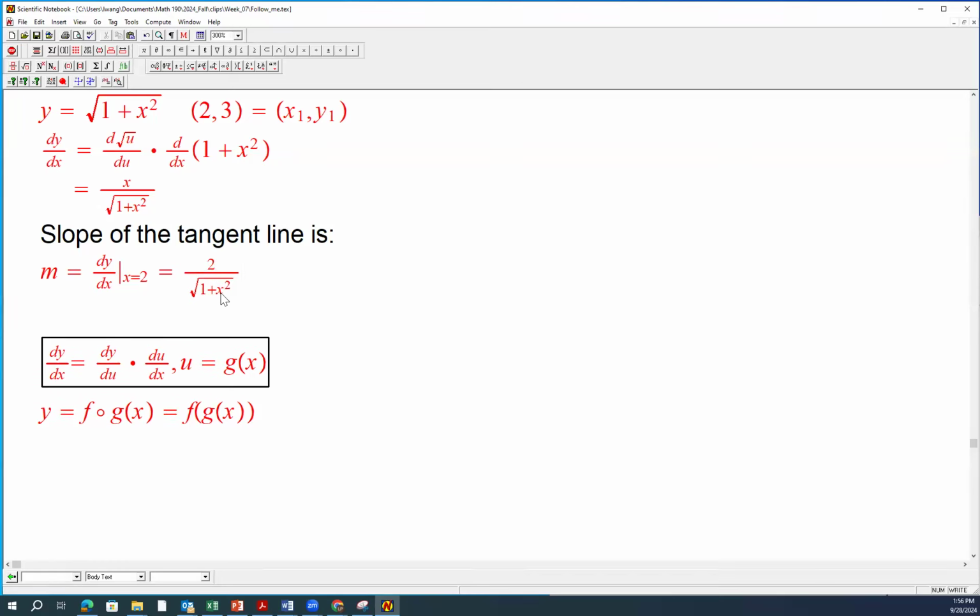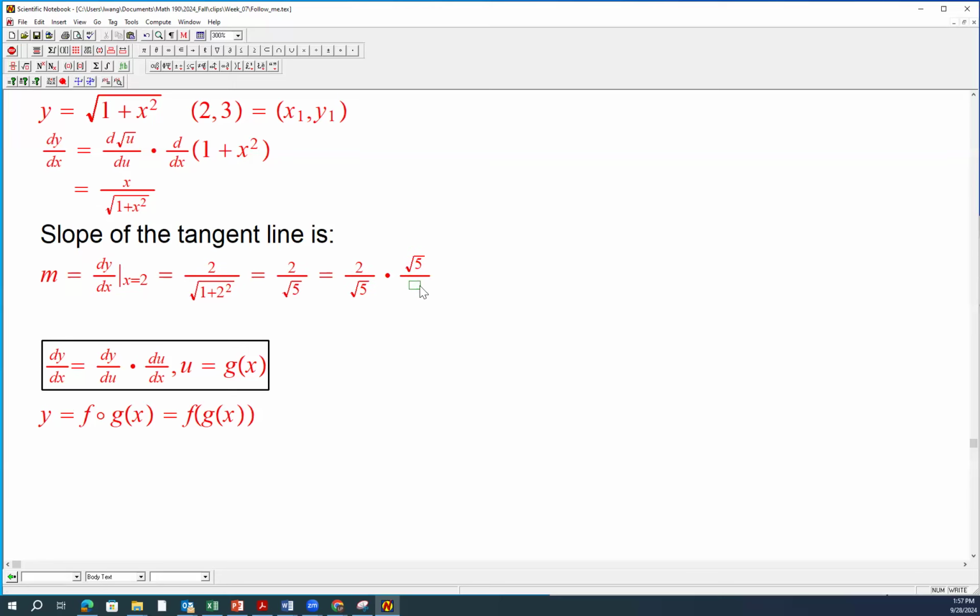So this is 2, this is 2, and we got 2 over root 5. You can rationalize it, but if you don't, it's not a big deal. So we rationalize it: root 5 over root 5, and then we get 2 times root 5 over 5. That's our slope.